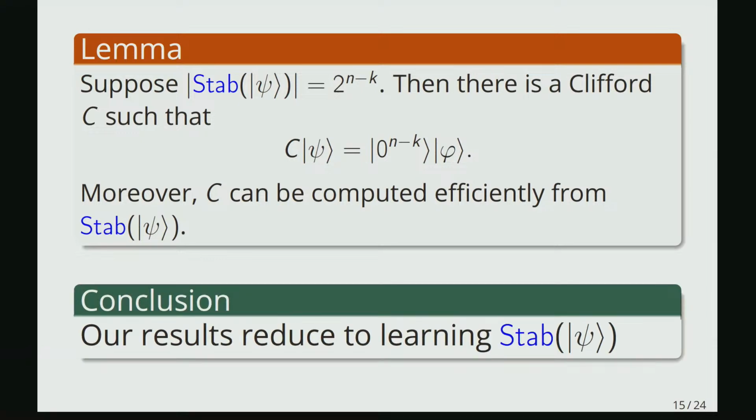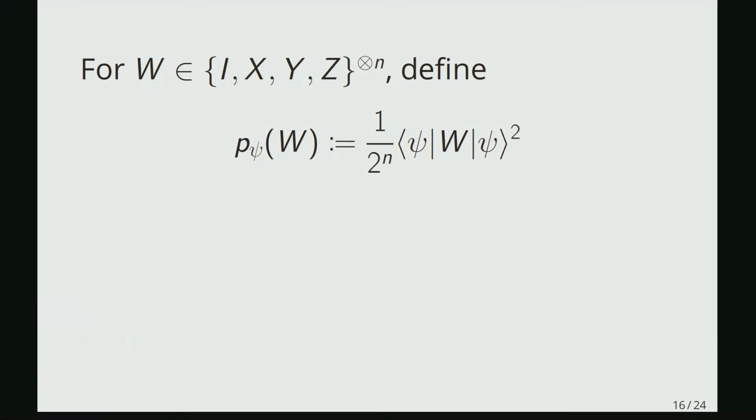Good. So, like I said, in some sense now our entire goal is just, given an unknown state psi, how do you learn its stabilizer group efficiently? And the way we're going to do that is by analyzing this function here, which I claim has a lot of nice properties. So what is this function? For a Pauli operator W, that's just a tensor product of I, X, Y, and Z's, you define this function P psi of W for any pure state psi as just the squared expectation of this Pauli operator W times this normalization factor of 1 over 2 to the n.